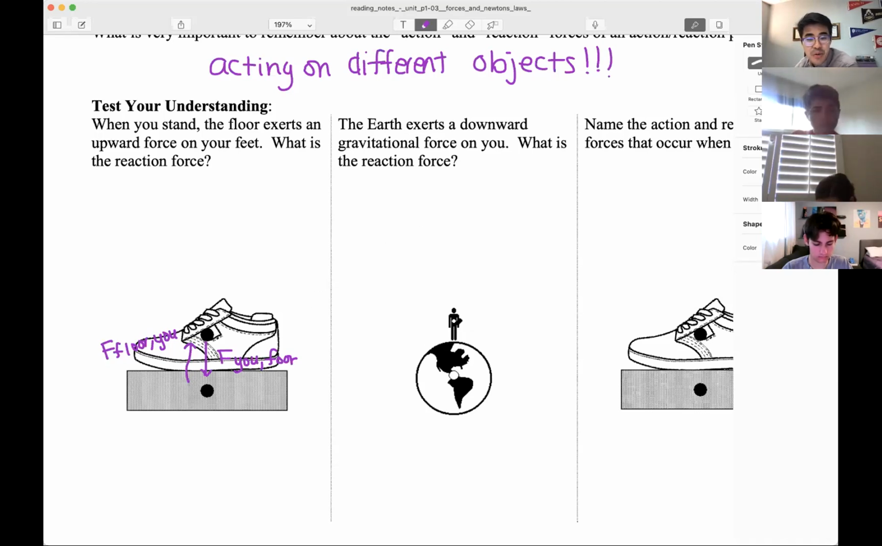This one's a hard one for people to understand too, right? So you feel the earth pulling down on you with gravity, right? And guess what the earth feels? This is so illogical. The earth feels you. You have a gravitational force too. The gravity of you.